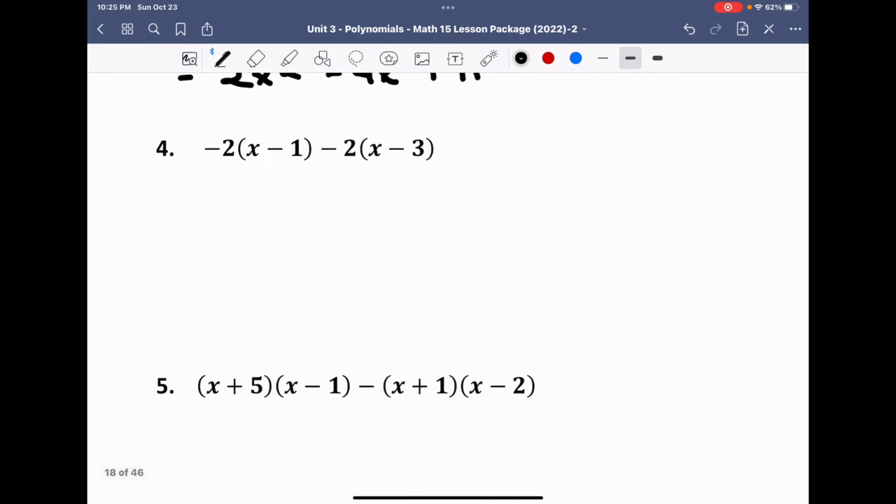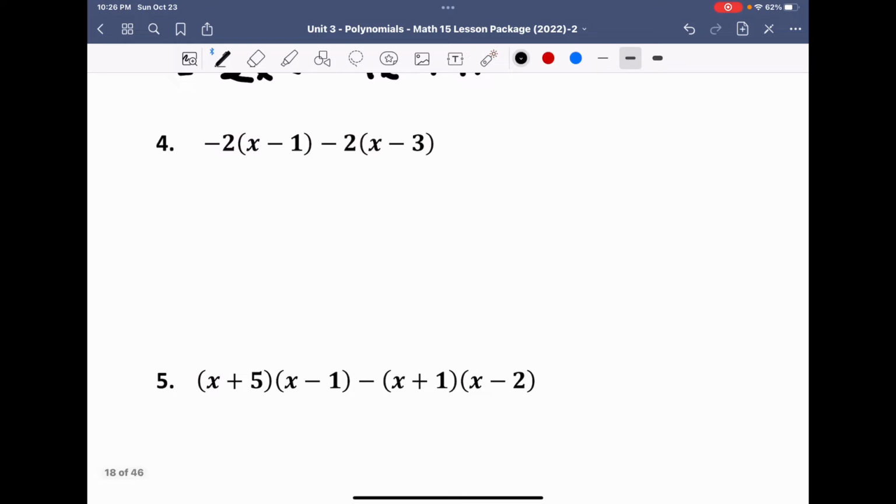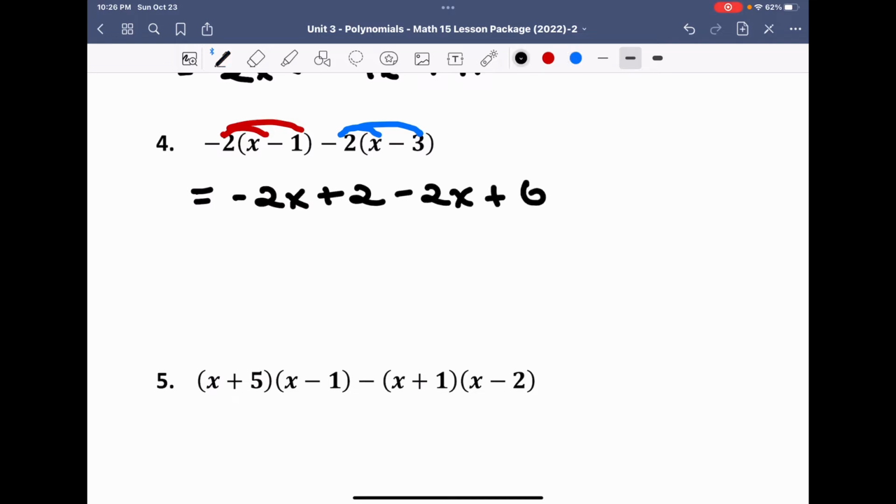Okay, example 4 here. I have numbers on the outside that need to be distributed into a binomial. So I have a coefficient multiplied to the binomial. Both of them have negatives on them, so the signs on the interior will flip. If I distribute my first negative 2 times x, negative 2 times negative 1, well, that's going to be negative 2x plus 2. And in my second binomial, negative 2 times x, negative 2 times negative 3, that's negative 2x plus 6.